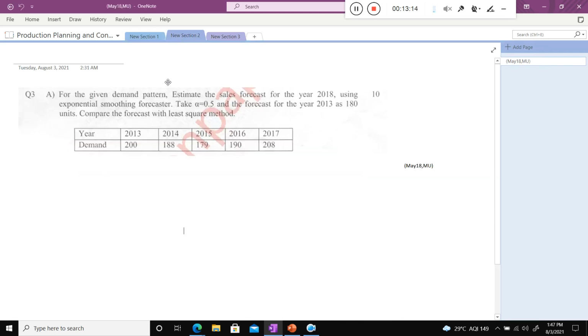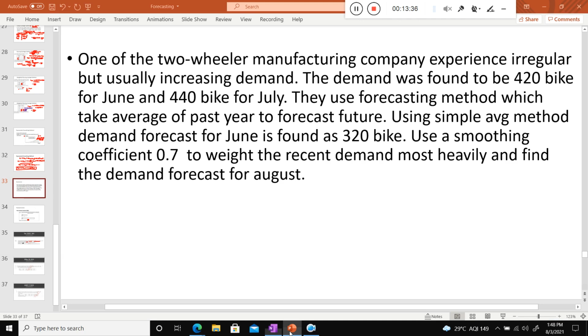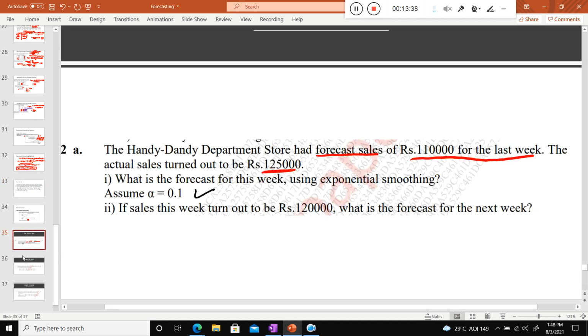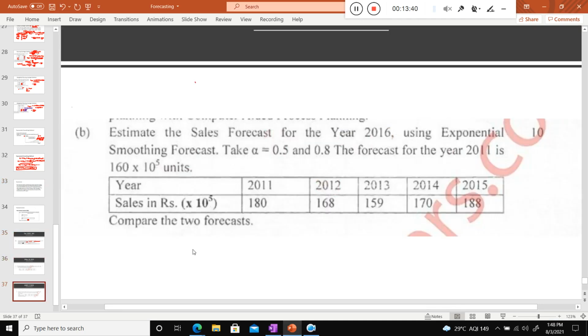Just wait. This numerical: for the given demand pattern, estimate the sale forecast for year 2018 using the exponential smoothing forecast. I will solve this problem after some time, because the least square method is still pending. After that I will solve this numerical. Okay, I quickly go through the PPT. Is this number visible to you?